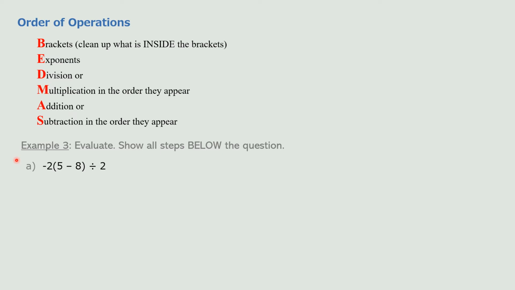So our next step for this one is what's inside the brackets. 5 minus 8. There's the B in BEDMAS. What's inside the brackets? 5 minus 8 has to go first.